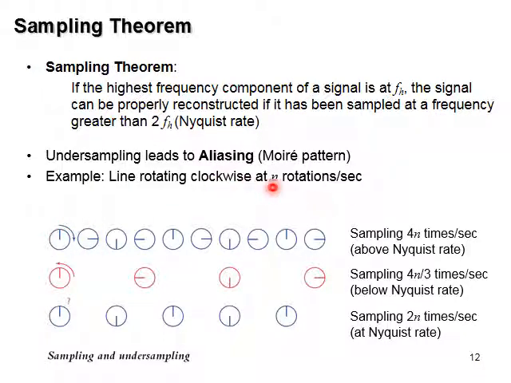However, if you sample below the Nyquist rate, which is below 2n, you will get wrong information. You get what's called aliasing, these false patterns that did not exist, this false information, where you get the impression that the line is rotating in the opposite direction, while in reality it was rotating clockwise. And at exactly the Nyquist rate, it will be ambiguous. You wouldn't be able to tell if it's moving clockwise or anti-clockwise.